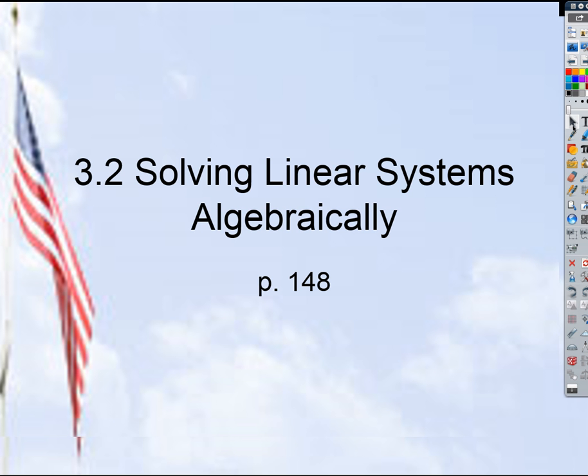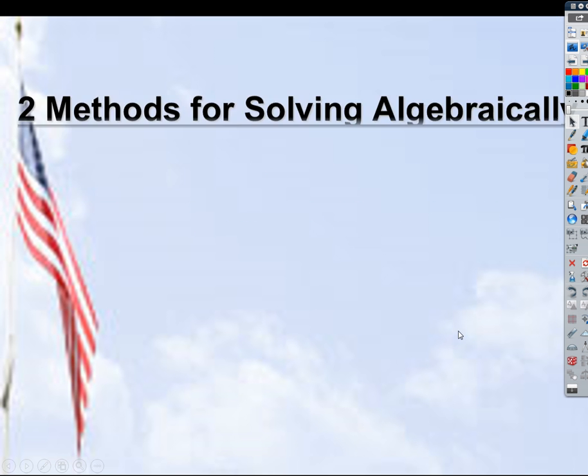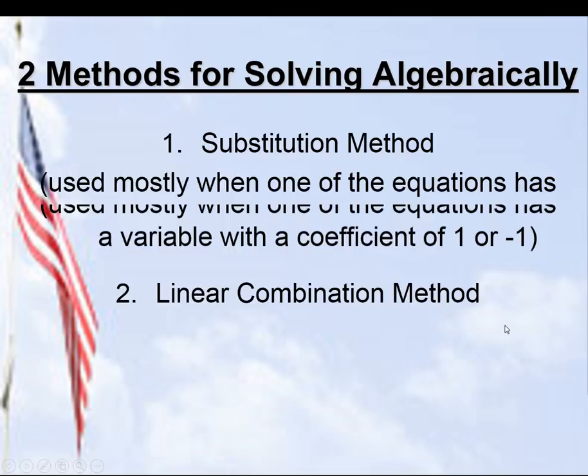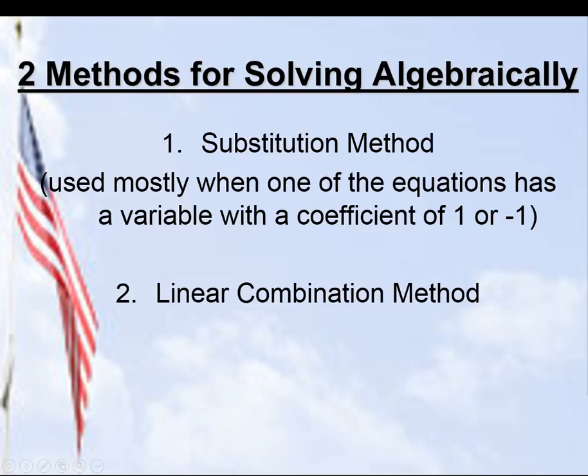Okay, let's look at the first method. So there's two methods, the substitution method and the linear combination method. The substitution method is the one that's convenient to use when it's really easy to isolate a variable in one of the two equations. In other words, if there's a variable in the system, either an x or a y, that has a coefficient of either 1 or -1, it's really easy to get by itself, and substitution is a good plan then. If you can't do that, linear combination is the other method.